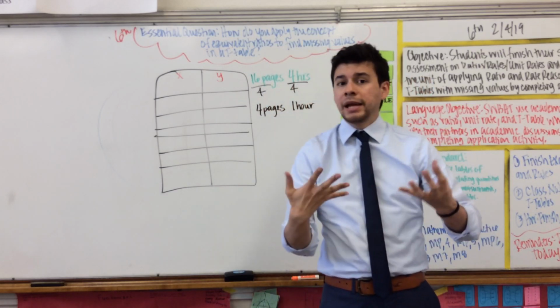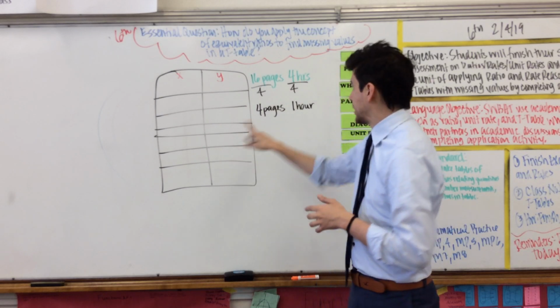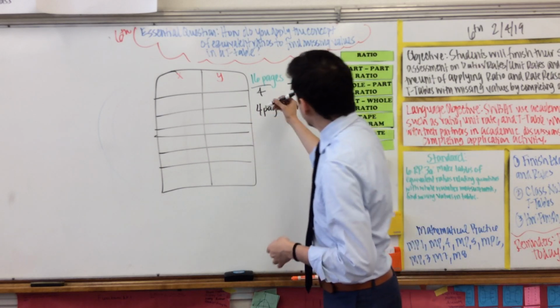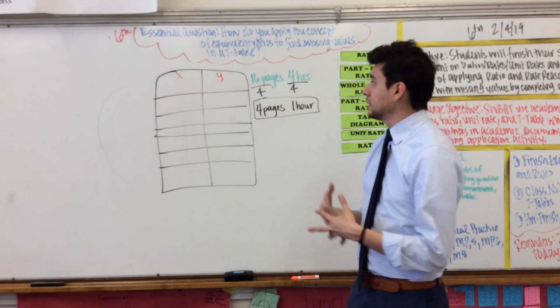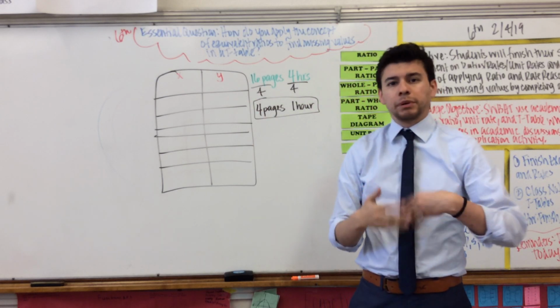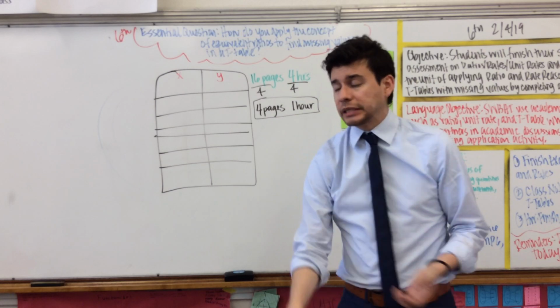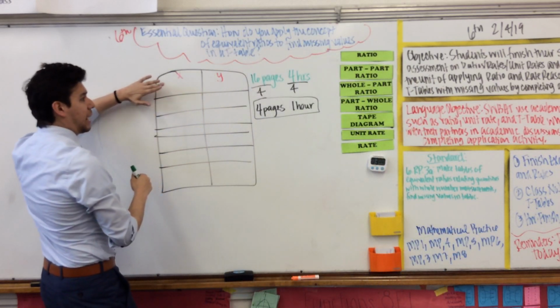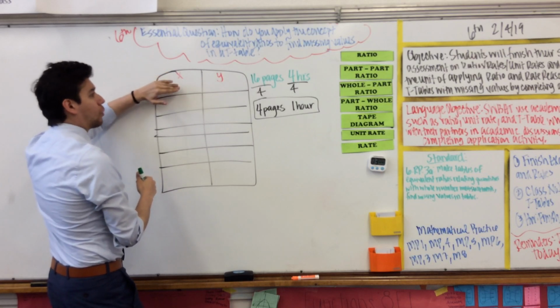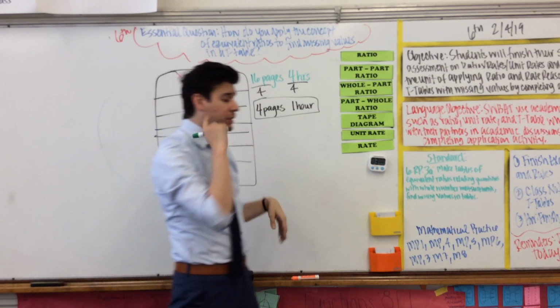Okay, so I reduced it. That's what you told me. See if you can reduce, which I did. This right here, hopefully you can recognize it's a unit rate. Now, you're probably confused as to, well, Mr. Hernandez, what goes here? Will this represent my pages or my hours and vice versa?